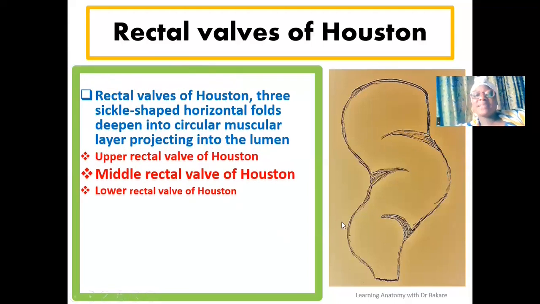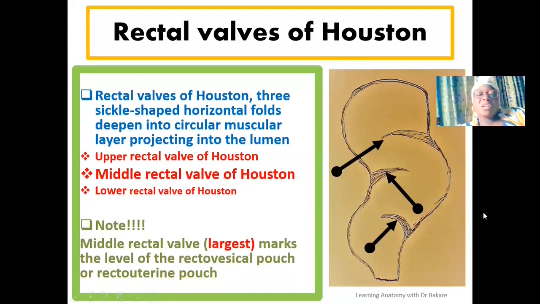We have the upper rectal valve of Houston at the upper part. This is followed by the middle rectal valve of Houston, which is also arrowed in black. And finally, we have the lower rectal valve of Houston. These valves are basically horizontal thickened muscular bands created within the internal wall of the rectum. This helps control the passage of feces along the lumen of the rectum.